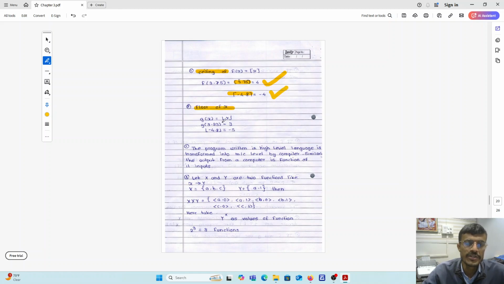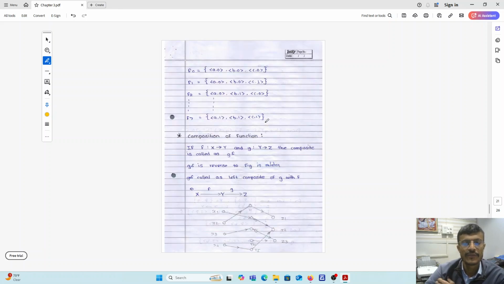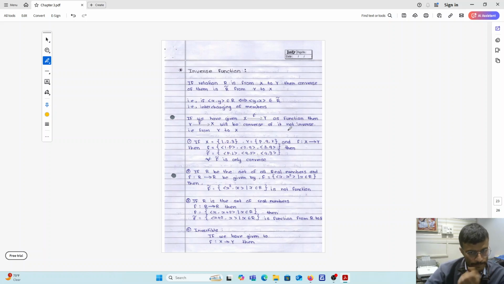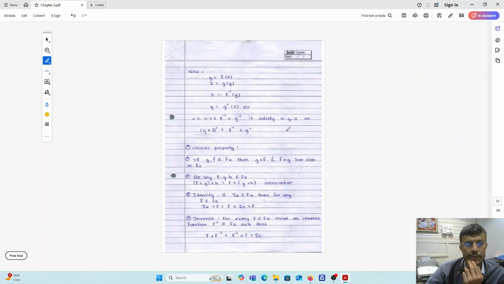What is meant by floor function? In the case of floor function, you can see here that it is the lower bound. So lower bound of 3.33 is 3, and lower bound of minus 4.8 is minus 5. That is the ceiling and floor function. So already we have seen what is meant by composition of function. You can go through that.